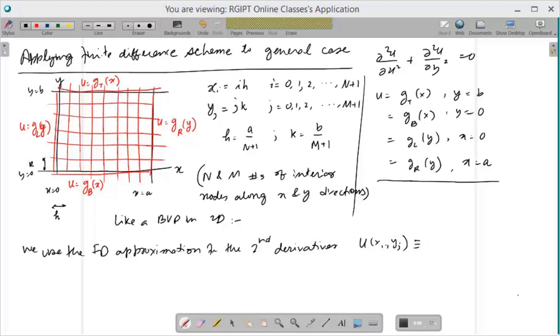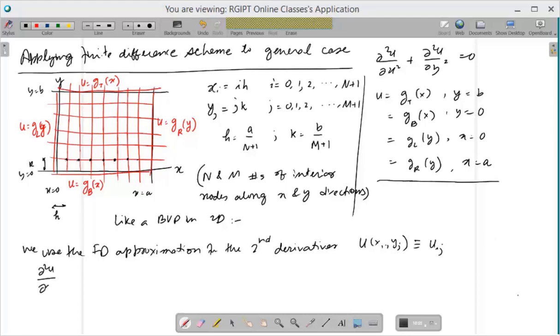So this I'm going to call uij. Now remember we have to find uij at these points. These interior points are where my unknowns are. The value is not known at the interior points, while at the boundary points we already know it.